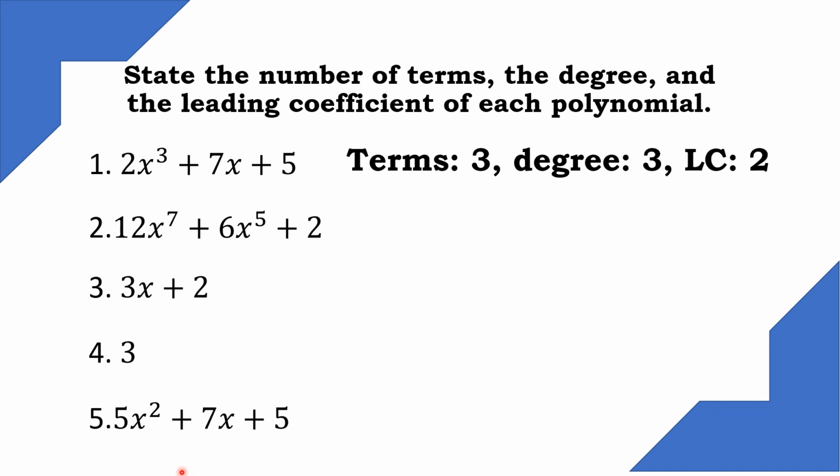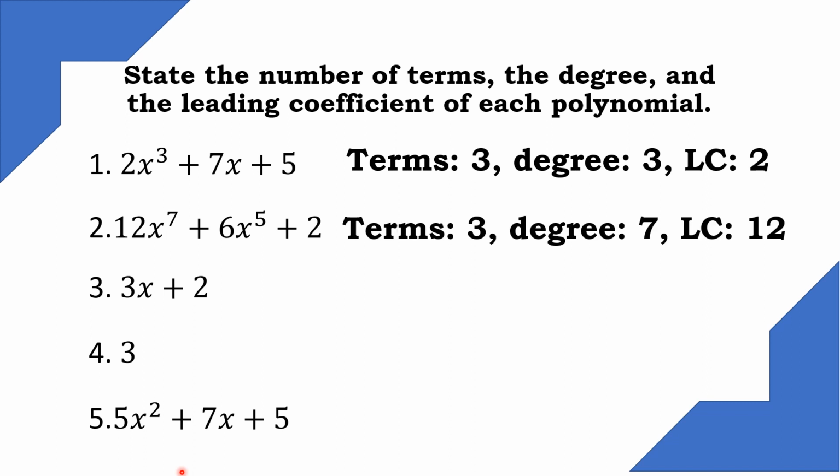Now for number 2, we have 12x to the 7th power plus 6x to the 5th plus 2. So the number of terms, again, we have to count it. 1, 2, 3. So we have 3 terms. The degree is 7, since 7 is the highest exponent of the given polynomial. And of course, we have 12 as the leading coefficient.